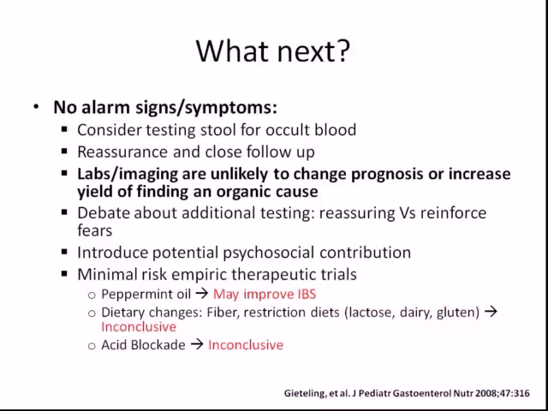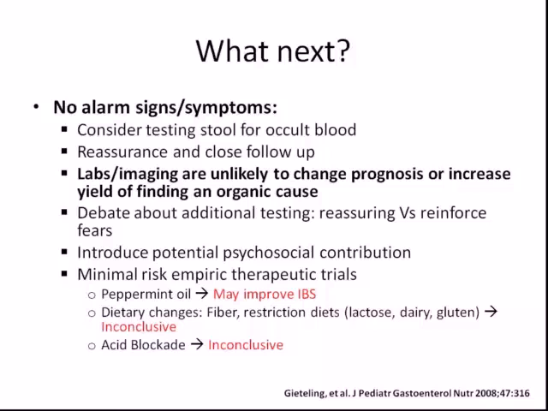Well, after you've collected and taken your history and you find your patient has no alarm signs or symptoms, you still need to consider testing stool for occult blood. Because if there is occult blood, this points in the direction of an organic disorder. If there's no occult blood, then really reassurance and close follow-up are the name of the game. This is for a variety of reasons, but additional labs and imaging are unlikely to change the prognosis or increase the yield of finding an organic cause for chronic abdominal pain when no alarm signs and symptoms are present.